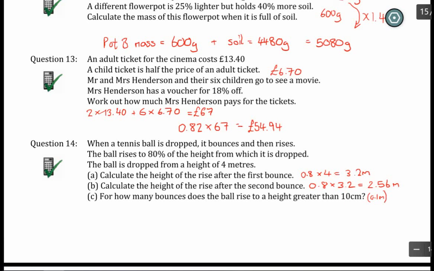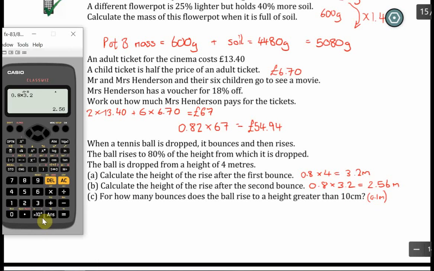Okay, the easiest way to do this is to set up your calculator to just do things recursively, just so you can just keep pressing equals and it will just carry on using it. So if I type in 4 and press equals, the calculator will remember that the previous answer is 4 now. Okay, and if I press times 0.8, it has now replaced that 4 with these 3 letters A and S, answer. Okay, so that's the previous answer that's going to be timesing by 0.8. Press equals, I can see I get 3.2.